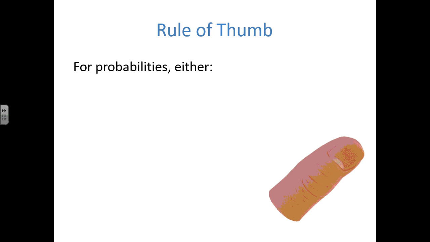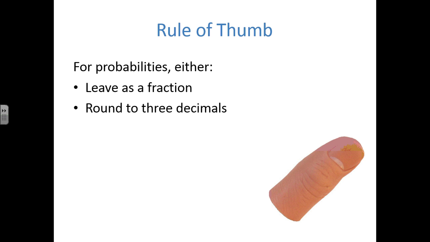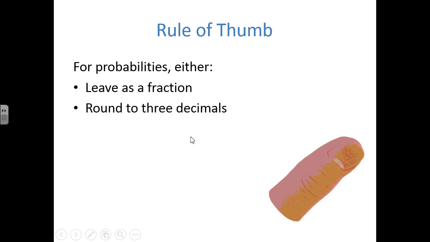So the rule of thumb says for probabilities, either you leave it as a fraction or you round to 3 decimal places. All right, that is the end of part 1 for Chapter 3.